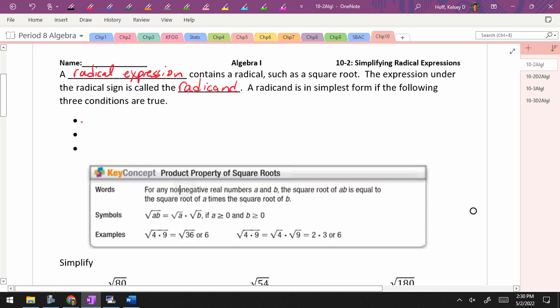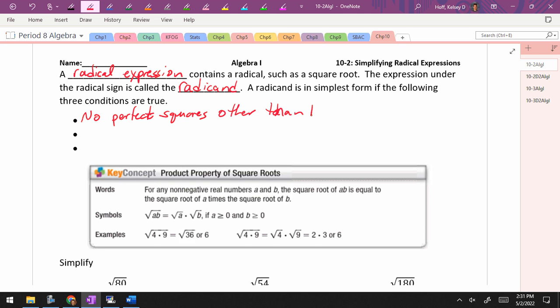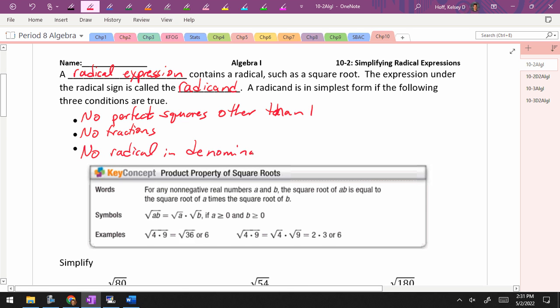Number one, no perfect squares other than one. Number two, no fractions. Number three, no radical in the denominator. And we'll talk about what all of these mean here in just a minute.